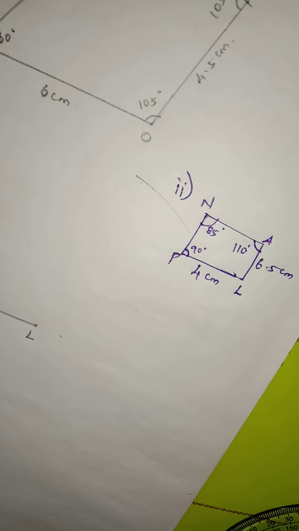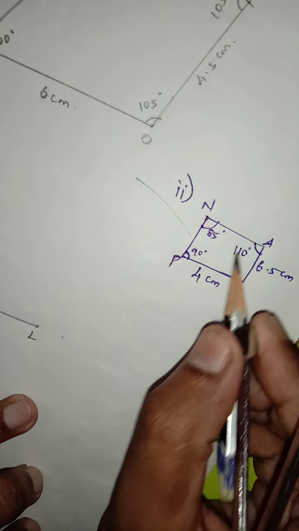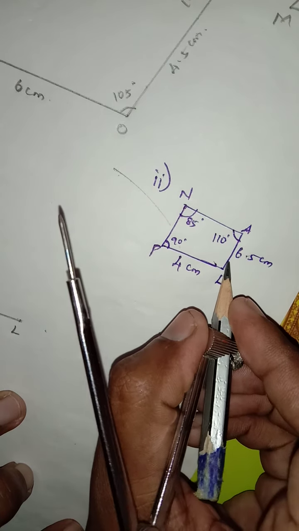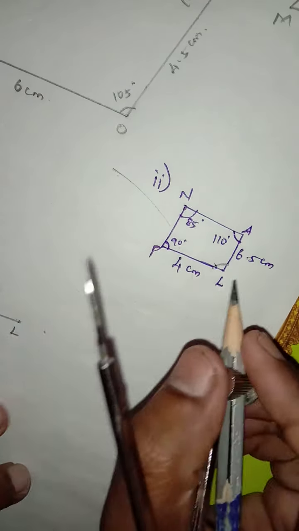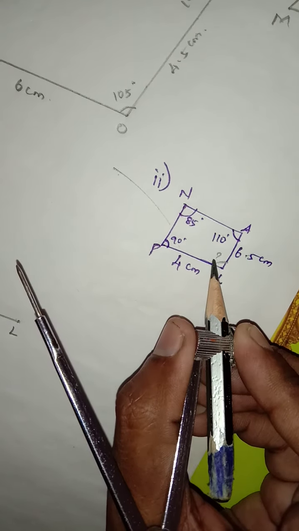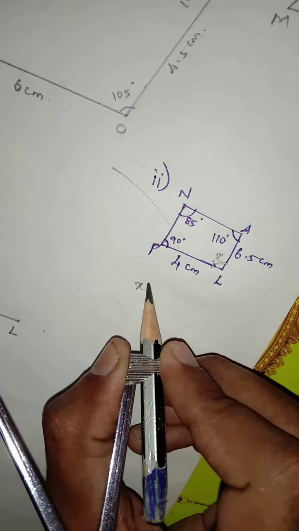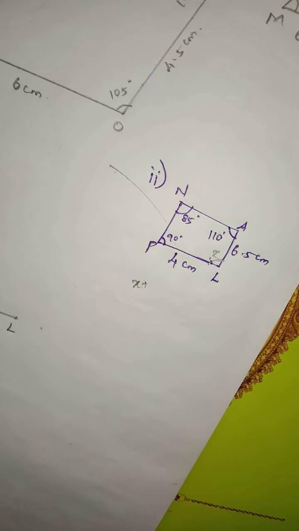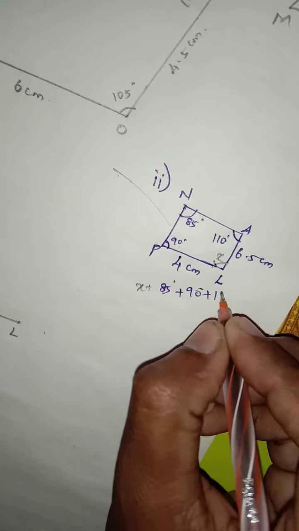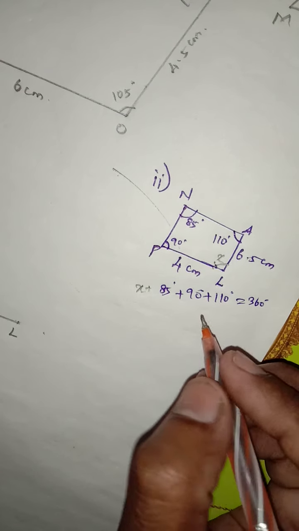For this, we have a property of quadrilateral that the sum of all the angles of a quadrilateral is 360 degree. So if we find only this angle, we can complete this diagram properly like the previous question. We don't know it, so I'll name it as X. The sum of all the angles: X plus 85 plus 90 plus 110 equal to 360 degree. This is the property of a quadrilateral.